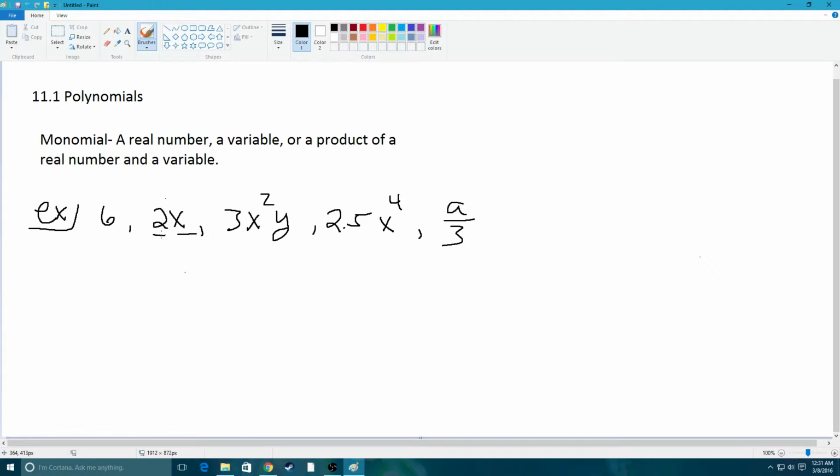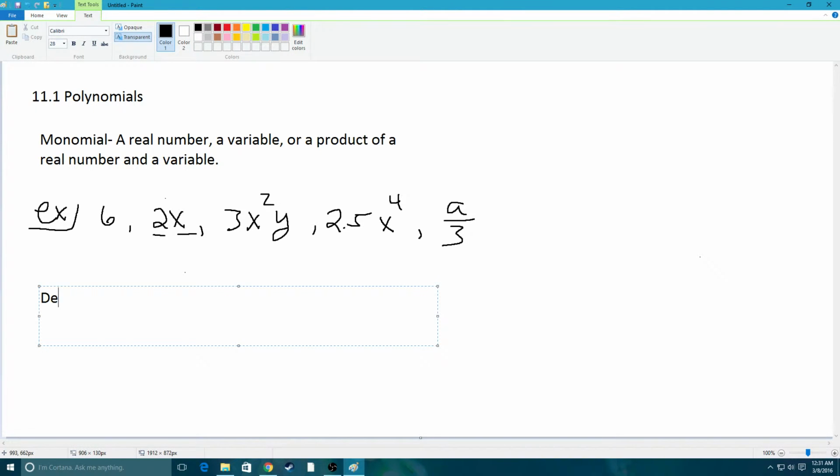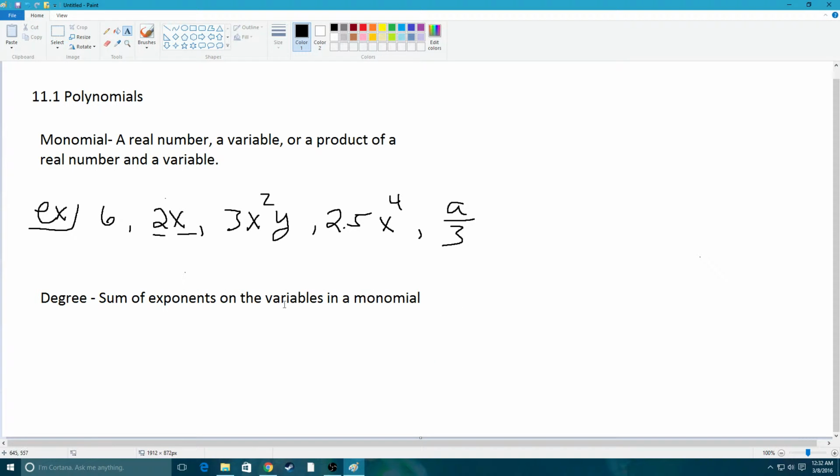Okay. The next vocabulary term we're going to talk about is a degree. A degree is the sum of exponents on the variables in a monomial. Okay, so let's look at this one. Actually, we better do a little bit more vocabulary before we do that.